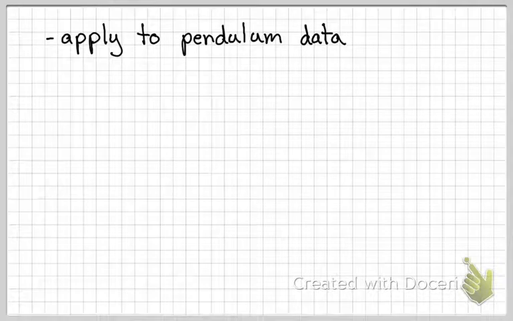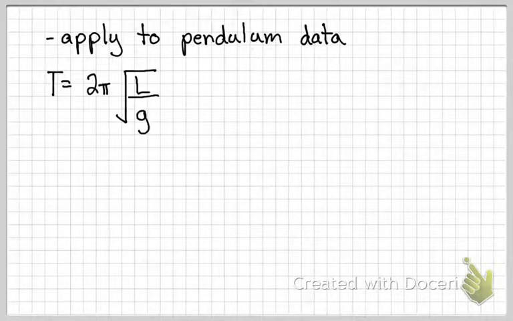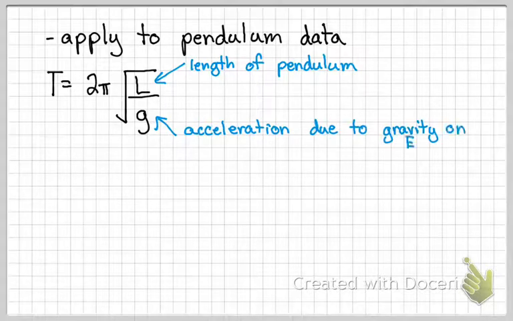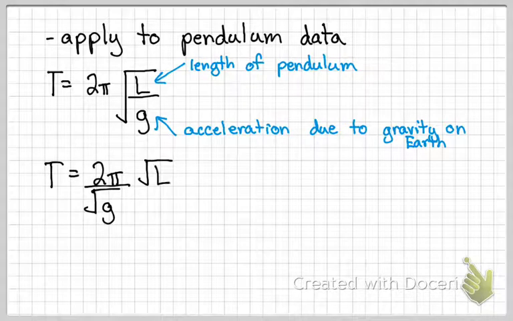So let's apply what we just did to the pendulum data. The formula for the period of a pendulum is 2 pi times the square root of L over G, where G is the acceleration due to gravity and L is the length of our pendulum. We didn't really talk about that, but that's what it is. So let's rewrite it so that we separate off the square root of L. We'll put the square root of G by itself and the square root of L by itself.